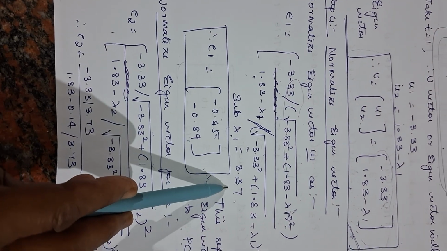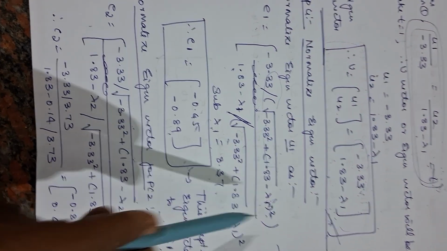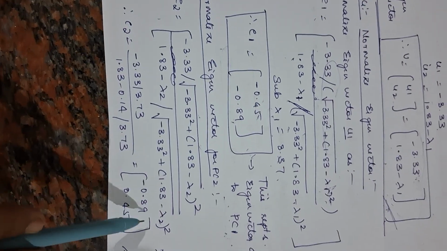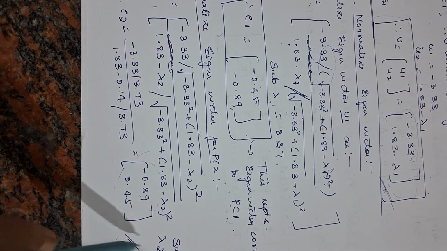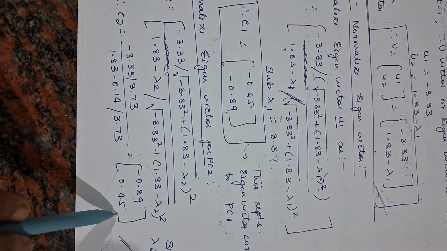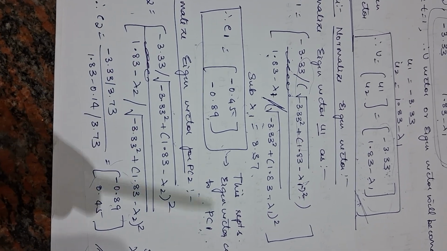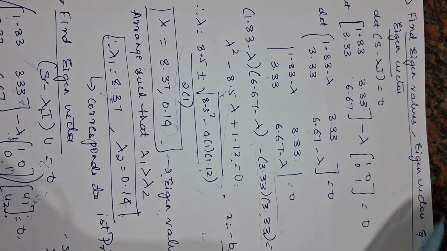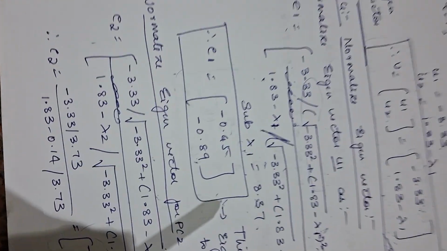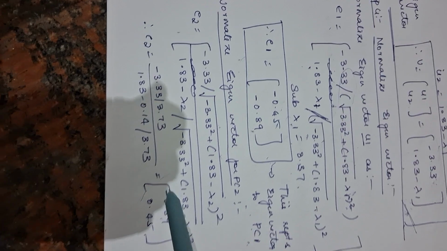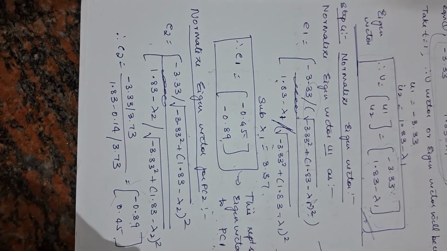Okay, 0.14, you substitute in this equation. And when you substitute and solve, this is the eigenvector for the second principal component. So that was the goal of step 3. In step 3, to revise, I found the eigenvalues, I found the eigenvectors, and I found the normalized eigenvector for both the first principal component and the second principal component.